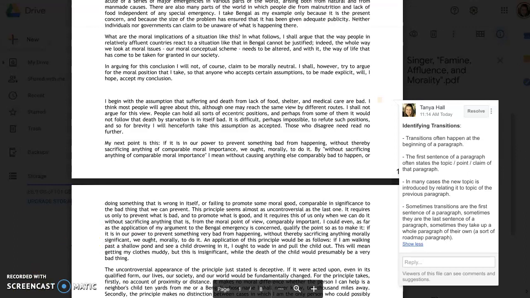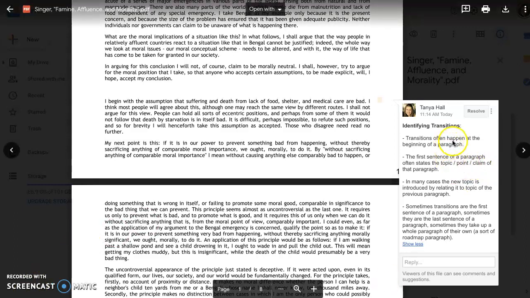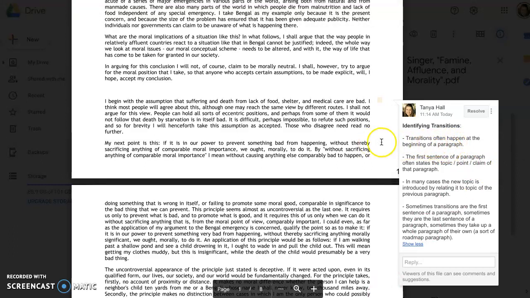So a quick note on identifying transitions. Transitions often happen at the beginning of a paragraph. They can happen at the end, but usually they happen at the beginning, and usually they are more effective at the beginning. Now, the first sentence of a paragraph often states the topic, point, or claim of that paragraph. It's often called the topic sentence.